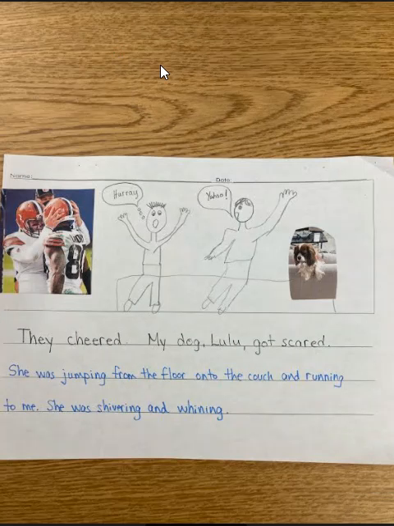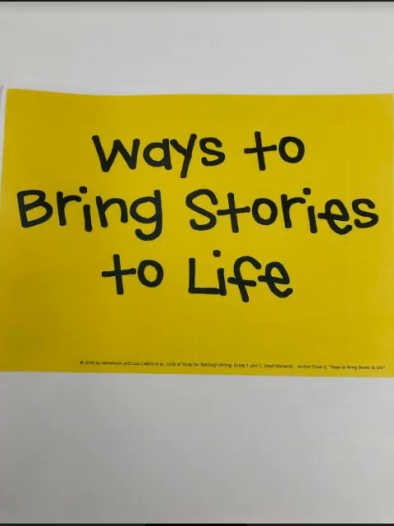Now I really wanted to add a little bit more to make my ending more exciting. And I wrote, they cheered, my dog Lulu got scared. And then I added, she was jumping from the floor onto the couch and running to me. She was shivering and whining. I added a lot of details here and words like shivering and whining to let you know how Lulu was feeling. So now you're ready to try to bring your story to life.